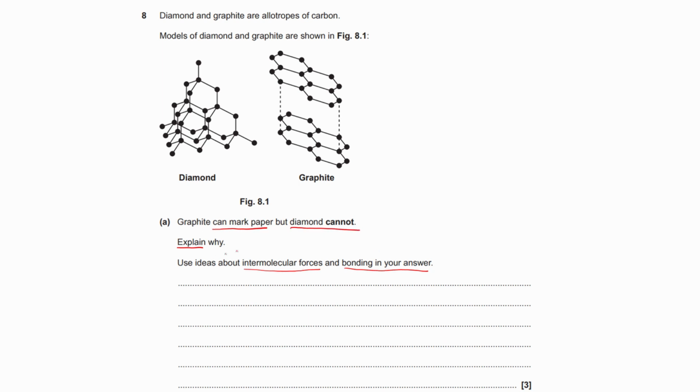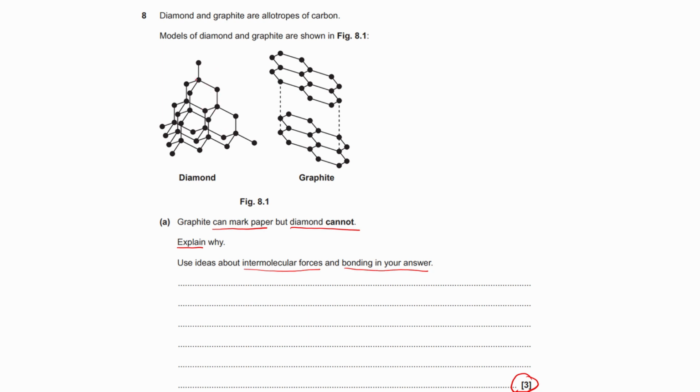Okay, we need to talk about both diamond and graphite, and it's a 3-mark question, so we need to be mentioning 3 different points. So what you need to know about these two structures is that they're both giant covalent structures. The reason we call them giant is because they are made up of lots and lots of carbon atoms. There is no definite number of carbon atoms, okay? It's just a very big number, and obviously it's called covalent structures because they're made up of carbon atoms that are covalently bonded together in each of those.